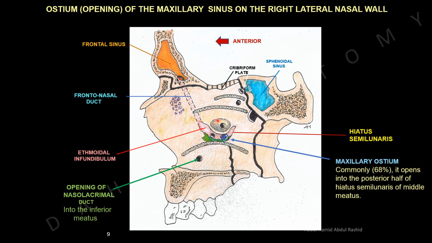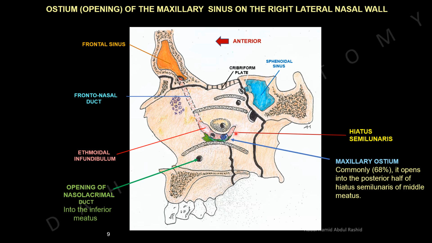This bony prominence in the middle meatus is the ethmoidal bulla. Below the ethmoidal bulla is a semilunar-shaped gap called the hiatus semilunaris. It is connected anteriorly with the ethmoidal infundibulum. So where is the opening of the maxillary sinus? The maxillary sinus opening, that is the maxillary ostium, commonly, in about 68%, opens into the posterior half of the hiatus semilunaris in the middle meatus.